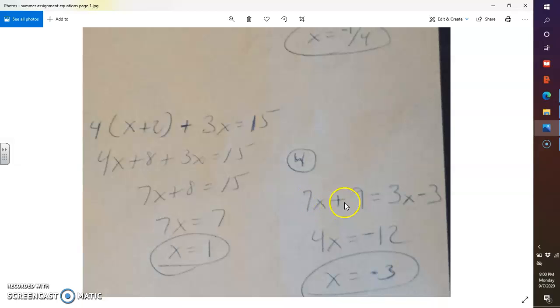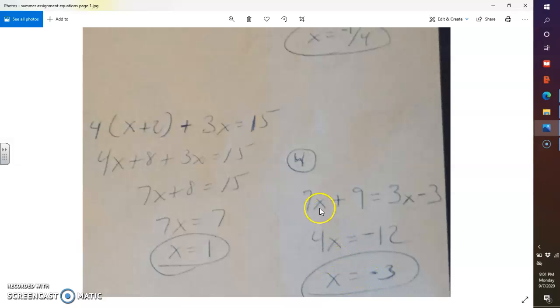Here, we have 7x plus 9 equals 3x minus 3. And now when you have x's on either side, you want to get the x's on one side and the numbers on the other side before you start dividing and multiplying. I subtract 3x on both sides because I want to keep my x positive. That's why I'm moving the x's to this side. So 7x minus 3x is 4x. Subtract 9 on both sides, negative 3 minus 9 is negative 12. And when I divide 4 on both sides, I get x equals negative 3.